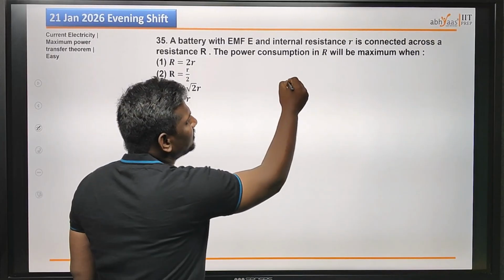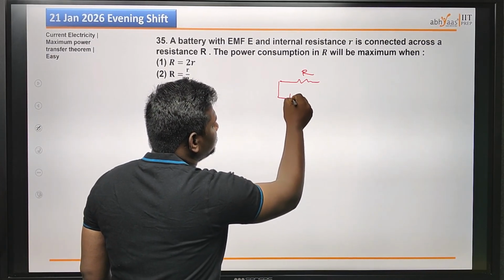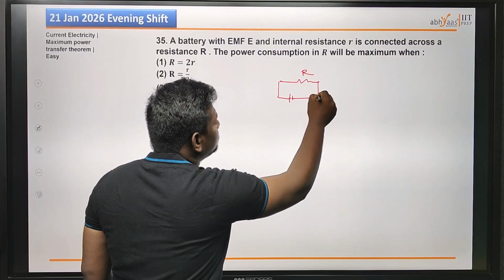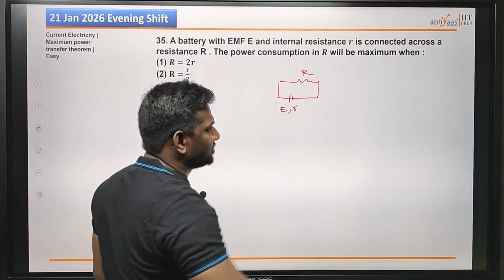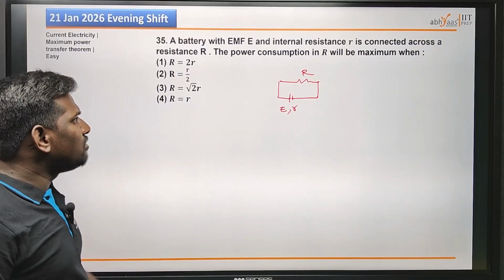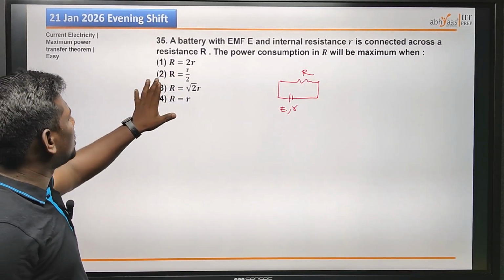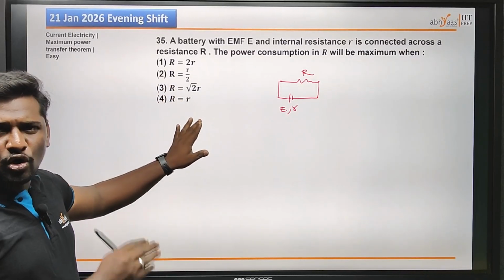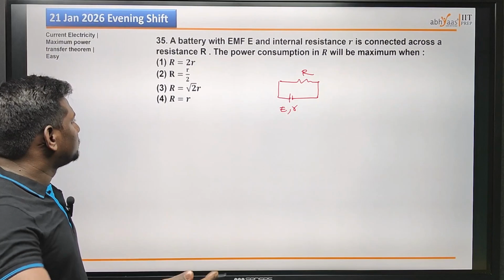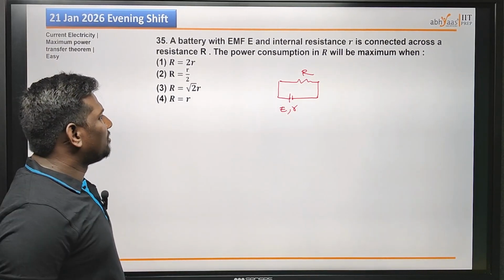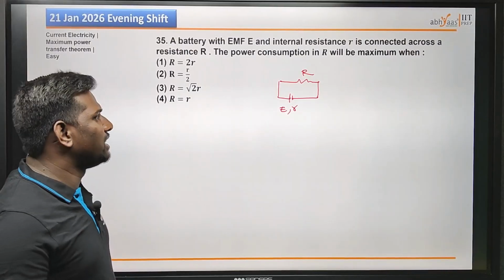Okay, see here. We are having one resistance R, and potential EMF E and internal resistance small r. What they are asking is the condition for the maximum power. R equal to 2r, R equal to r by 2, R equal to root 2 r, R equal to r. What is the condition? Please say in the comments. If you know the answer, please say in the comments option A, B, C or D.